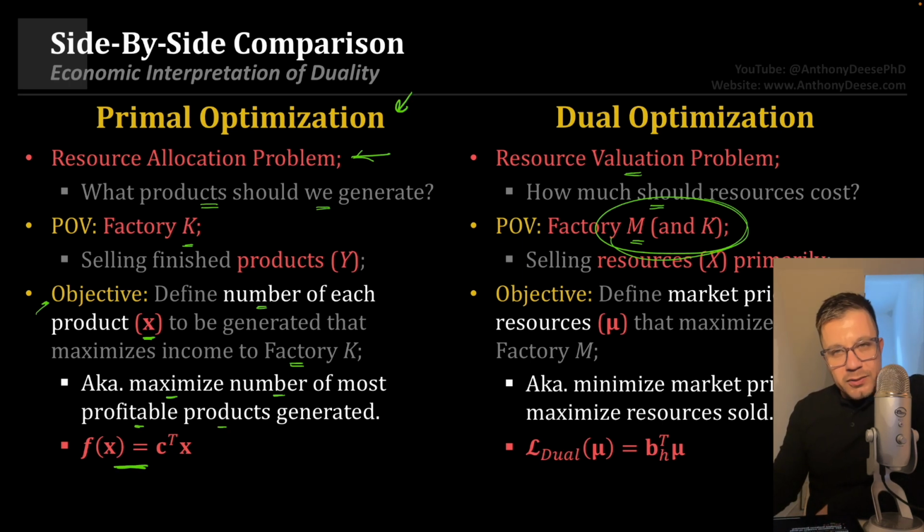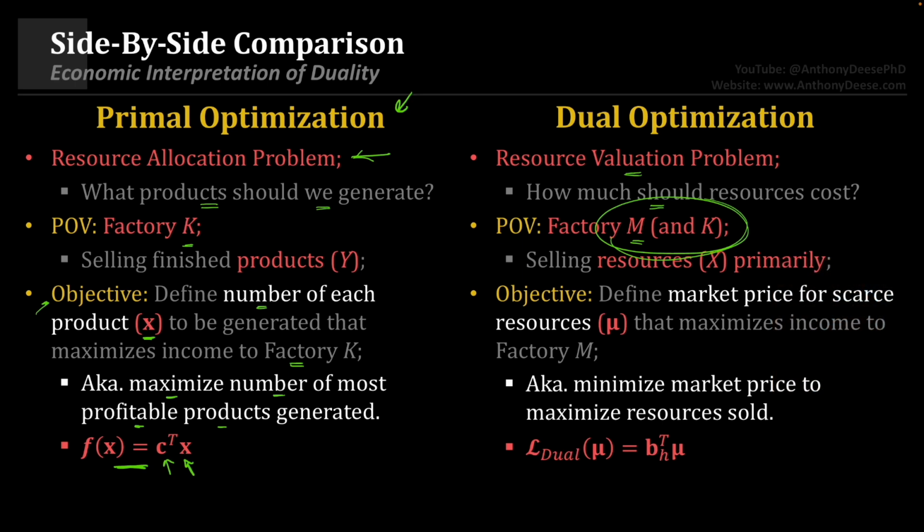AKA, we want to maximize the number of the most profitable products generated. Our objective function is equal to C transpose times X, where this is the unit price and this is the number of products generated. The objective of the dual optimization is to define a market price for scarce resources, mu, that maximizes the income to Factory M, or we could say that facilitates the transaction between Factory M and Factory K.